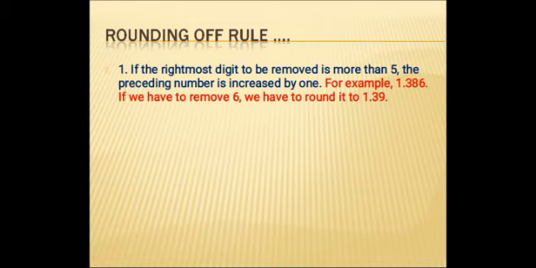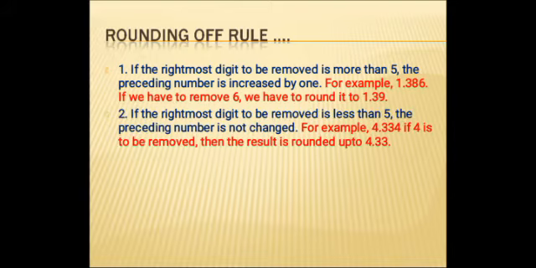If the rightmost digit to be removed is more than 5, the preceding number is increased by 1. Okay, 1.386 for example, if we need to remove 6, it will become 1.39 instead of 1.38, because the 6 is above 5, more than 5. Next, if the rightmost digit to be removed is less than 5, then we will not change it, like 4.334. The 4 is less than 5, so we will not change 4.33 into 4.34.